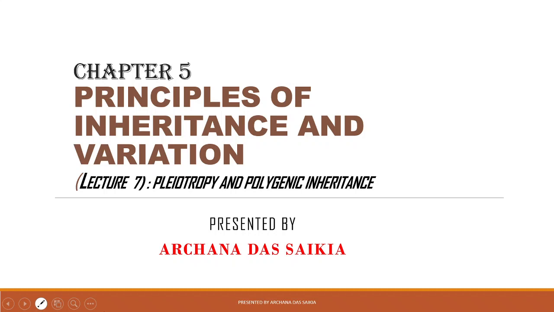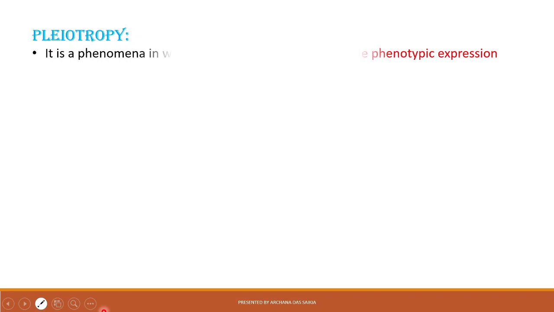So let us learn the details of this pleiotropy. Pleiotropy is the phenomenon in which a single gene exhibits multiple phenotypic expression. One particular gene, of course, its alleles will be there. So a particular gene, let us say A, capital A, small a, there's a pair of alleles for the gene A. Now that will definitely express one character, not just one, it will express more than one character. If it happens so, we will call it pleiotropism or pleiotropy.